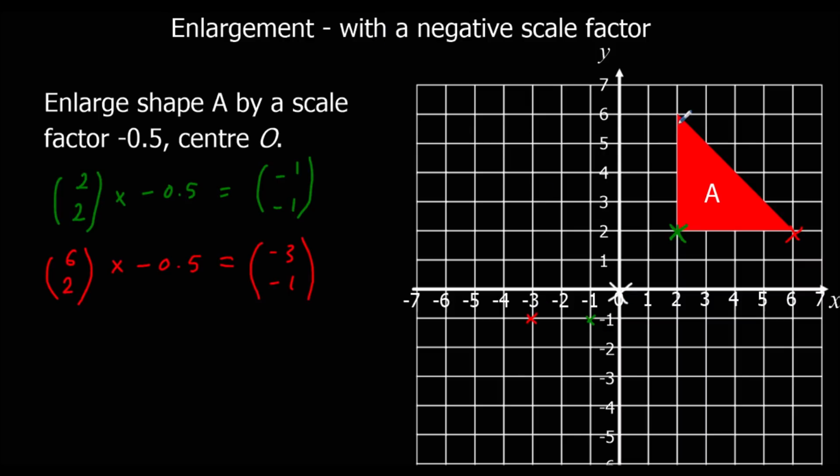And finally, we'll have a blue point. To get to the blue point, it's along 2, up 6 from my centre of enlargement. I'm going to multiply that by the scale factor. Minus a half times 2 is minus 1. Minus a half times 6 is minus 3. So to get to the new blue corner, it's back 1, down 3. So I'm going to connect the three corners together, and there is my new shape.